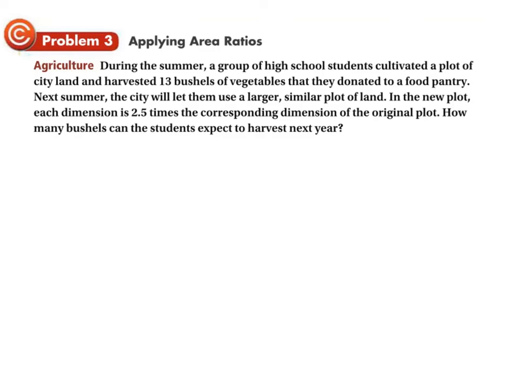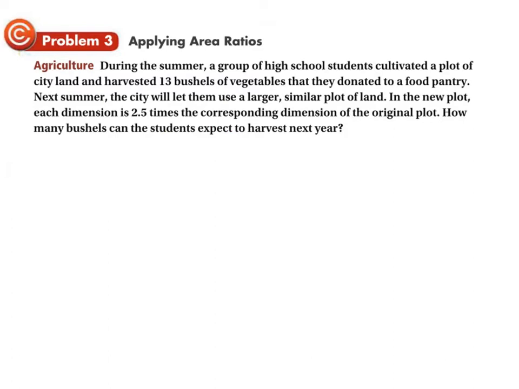Okay, so now we're going to apply this to a real life problem. Here it says, during the summer, a group of high school students cultivated a plot of city land and harvested 13 bushels of vegetables that they donated to a food pantry. Next summer, the city is going to let them use a larger, similar plot of land. In the new plot, each dimension is 2.5 times the corresponding dimension in the original plot. So the scale factor is 1 to 2.5. How many bushels can the students expect to harvest this year?